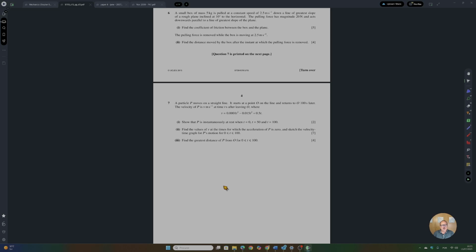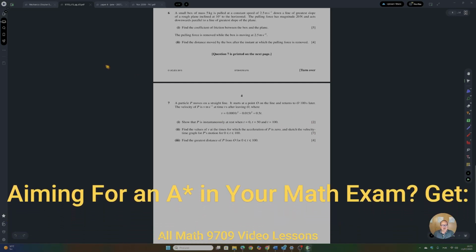The velocity of P is v meters per second at time t seconds after leaving O, where v equals, and you have here an expression of v in terms of t. Show that P is instantaneously at rest when t equals 0, 50, and 100 seconds. That is the first sub-question. Out of this, you would have a total of 3 points, totaling 13 points for this question 7. So this one is very simple.